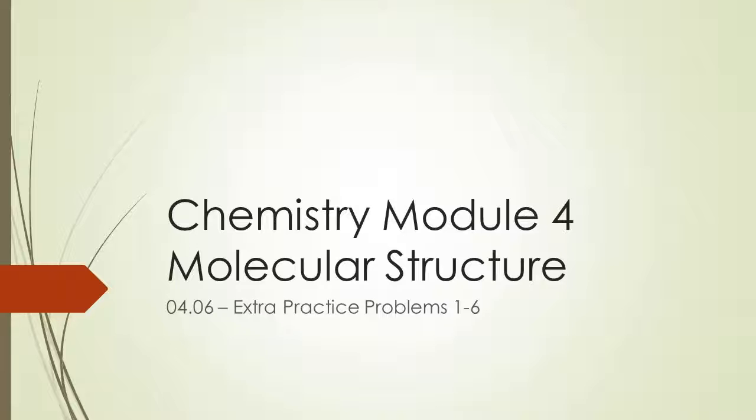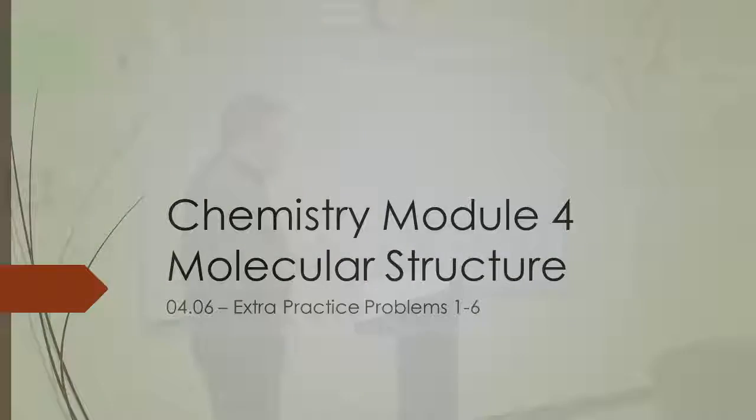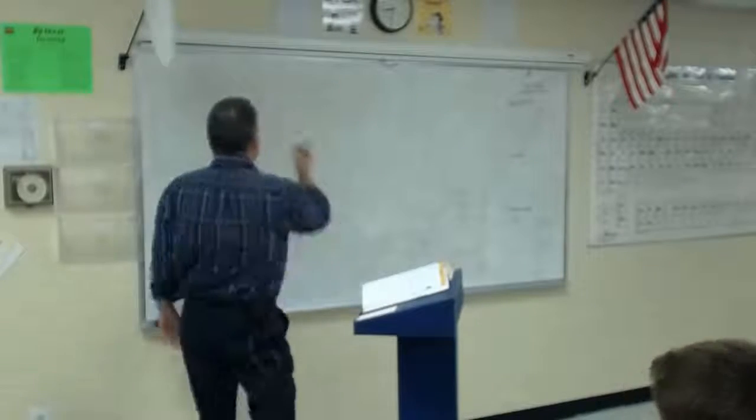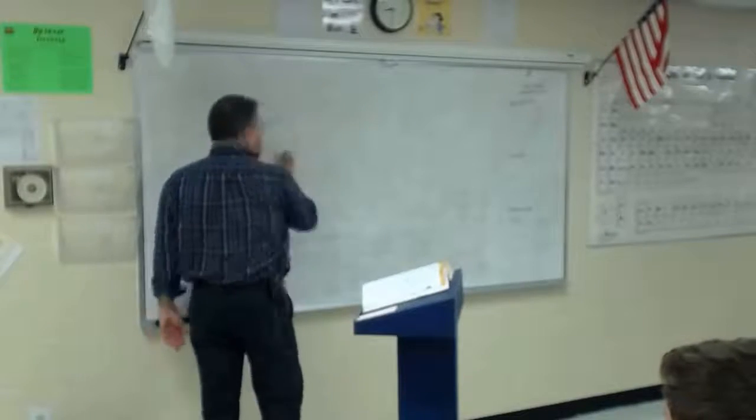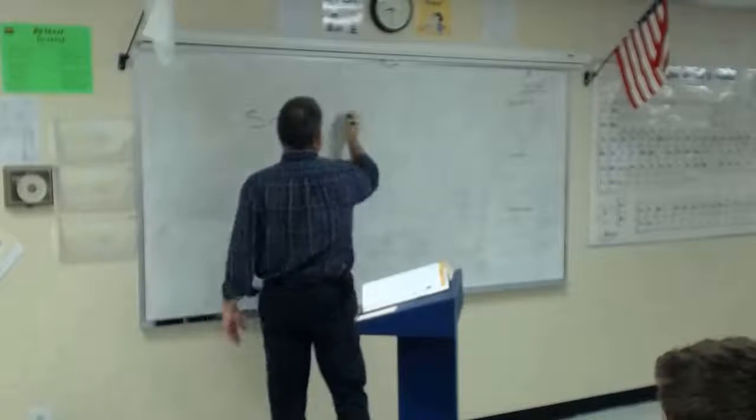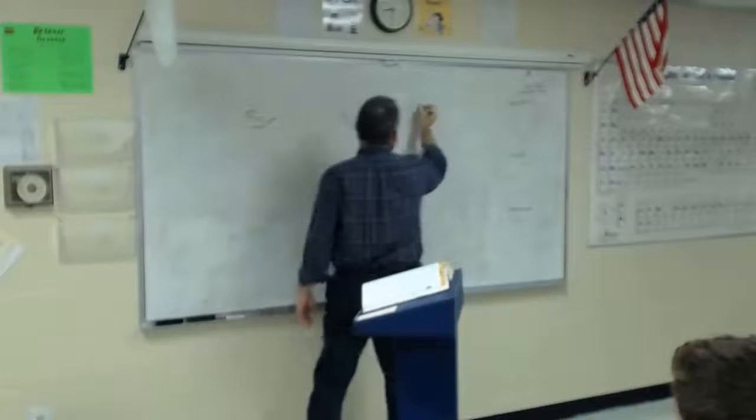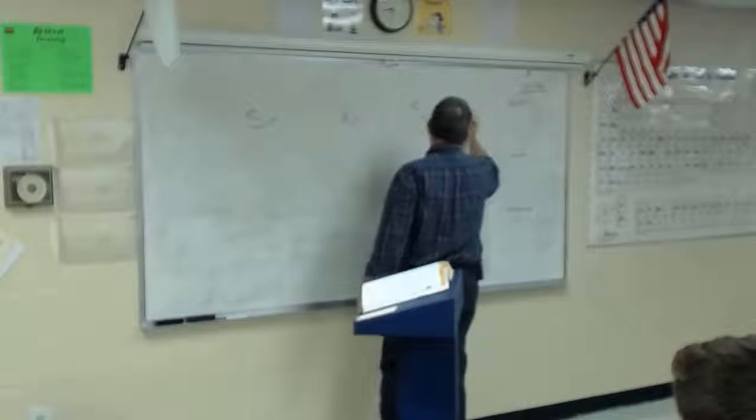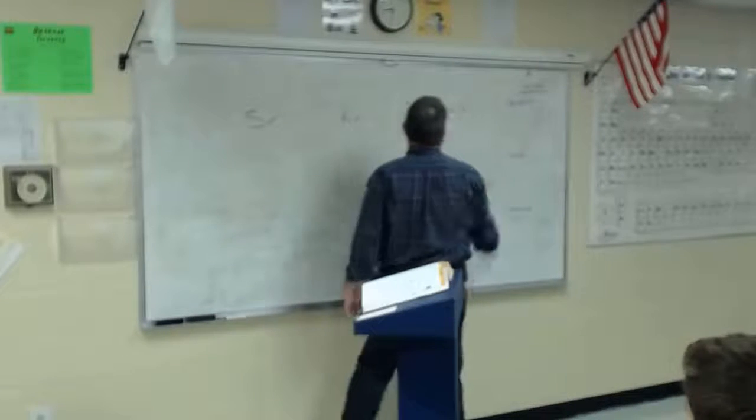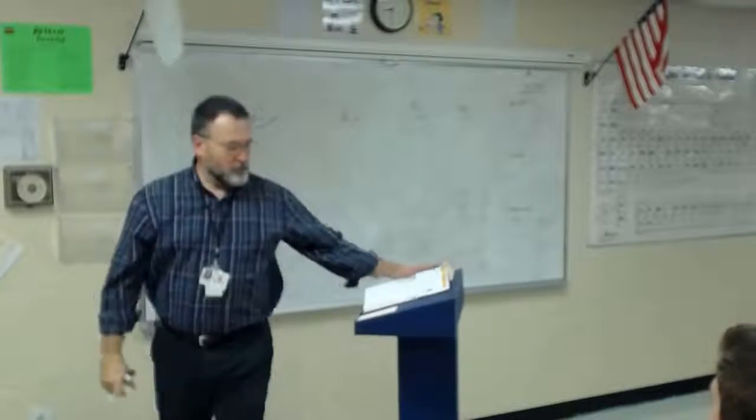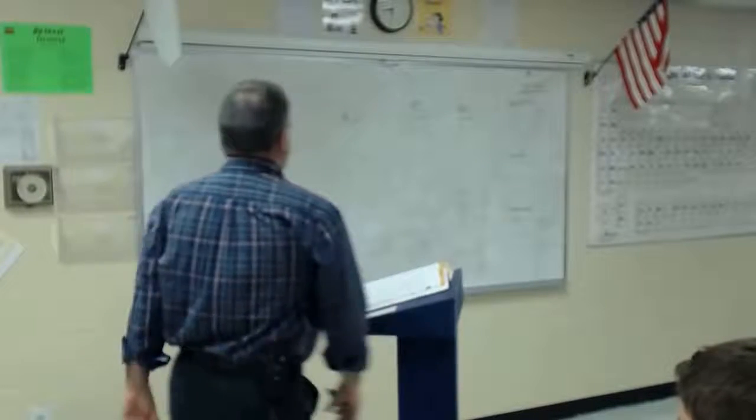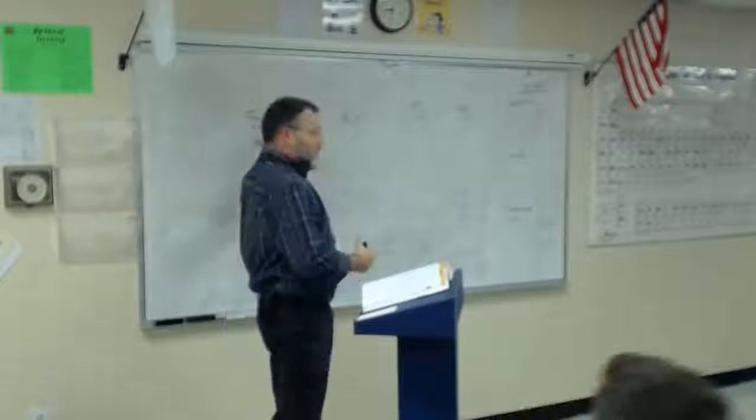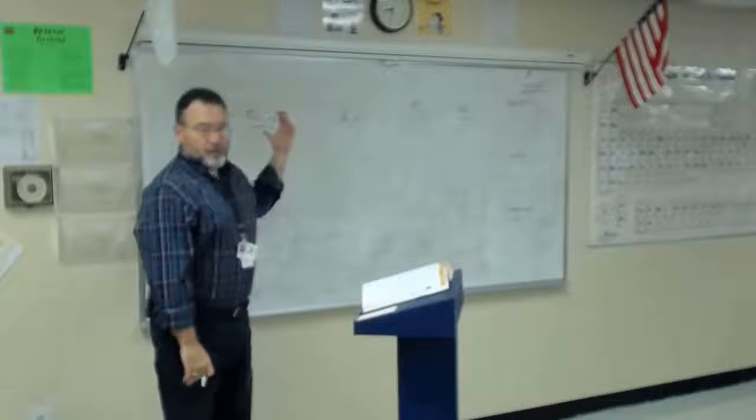Draw the following Lewis diagrams for the following atoms: Sr, Kr, S, and Bi. Okay, drawing the Lewis structures. So, what is the first thing we need to do? We have the symbol. Now we're going to do what?